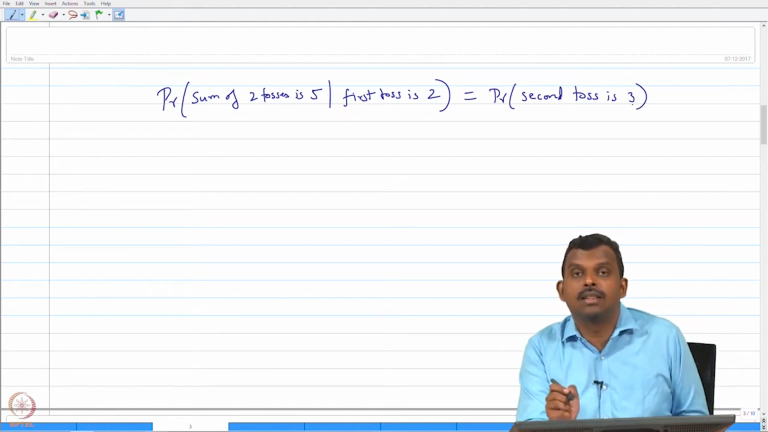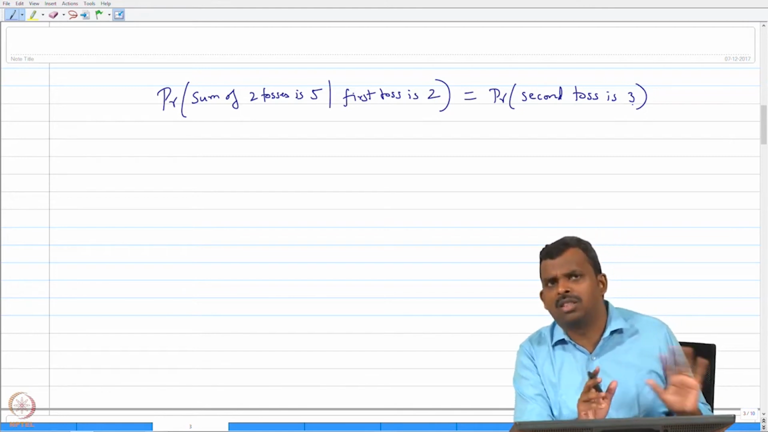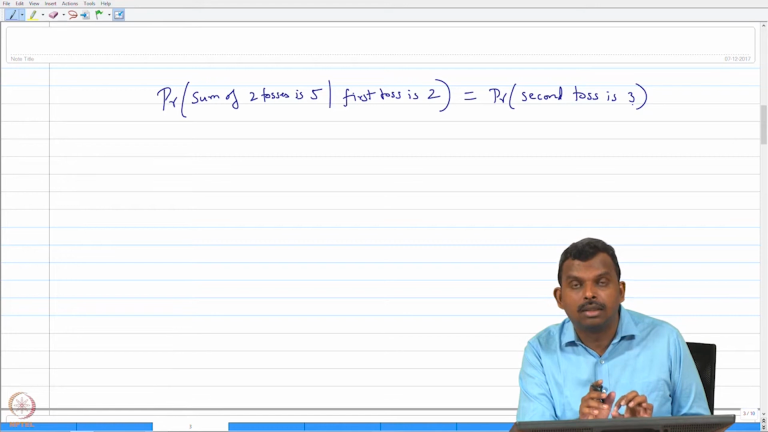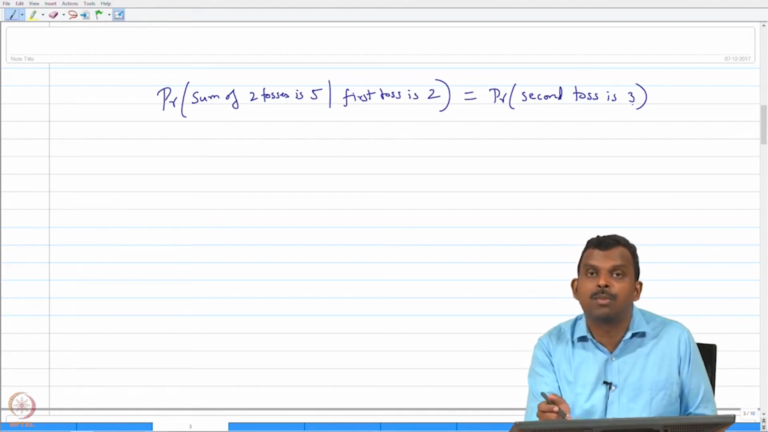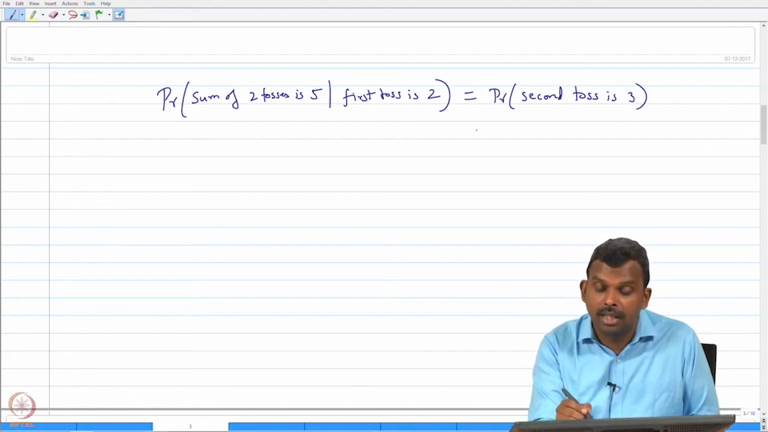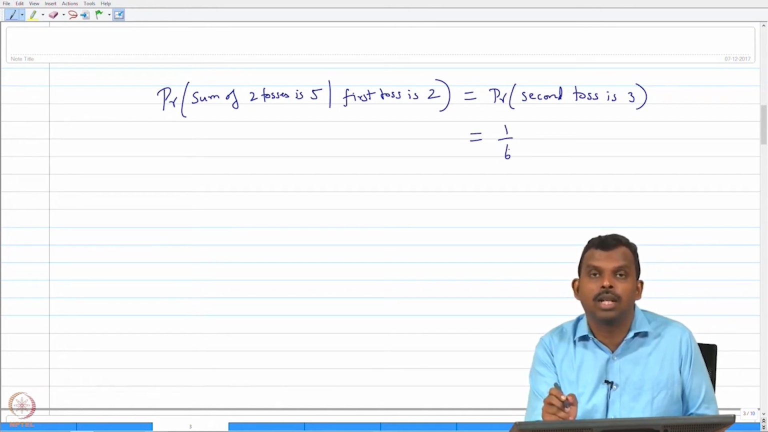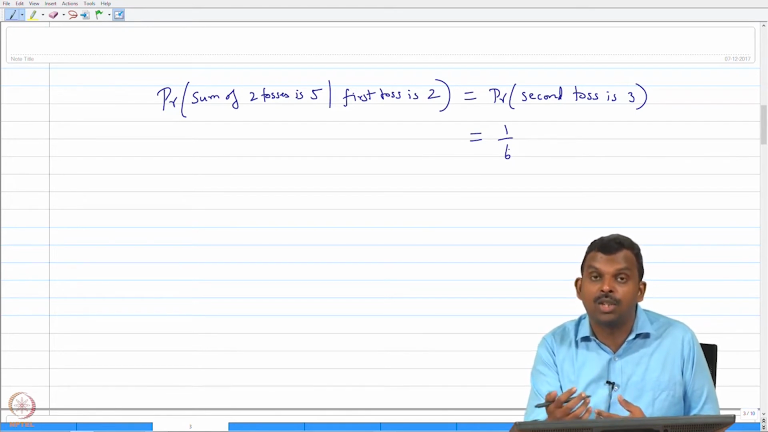So, this is the argument or inference which is very important. Given that the first toss is 2, you already finished the first toss, now forget about the first toss, it does not exist anymore for you. You are only looking at the second toss now, but you want the total to be 5. First toss already resulted in a 2. So, this is the same as the probability the second toss is a 3, and that is simply 1 by 6, 1 out of 6 possibilities in the second toss. Once you get enough experience with conditional probability, this is the kind of calculation you should be doing.